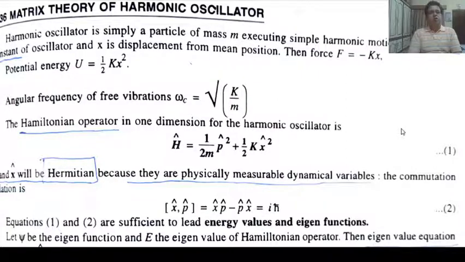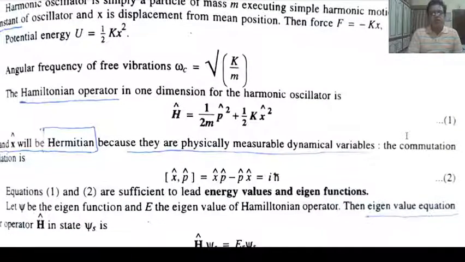Matrix theory of harmonic oscillator. We know the potential energy U equals half kx squared, and the angular frequency of free vibrations omega c equals under root k by m. Hamiltonian operator, kinetic energy plus potential energy: H equals P squared upon 2m plus half kx squared. P and X will be Hermitian operators because they are physically measurable dynamical variables. The commutation relation XP minus PX equals iota H cross. Equations 1 and 2 are sufficient to lead to the energy eigenvalues and eigenfunctions.